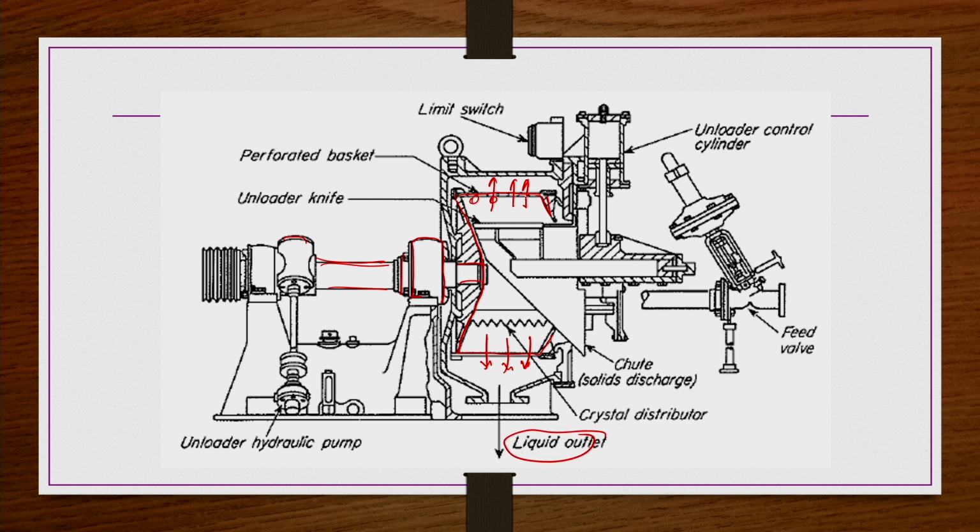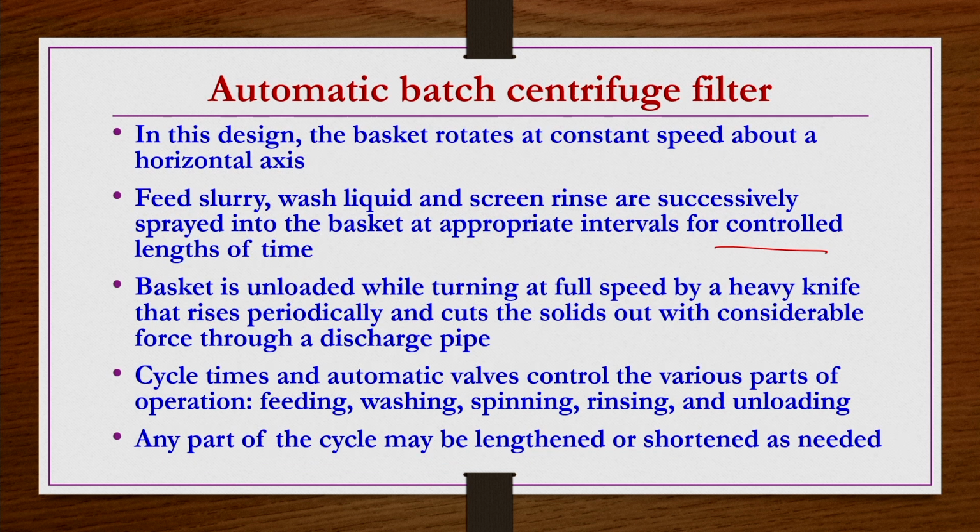Whatever solids are deposited on the surface of the bowl wall, which is covered with a filter cloth, are removed by the unloader knife and taken as solid discharge, exactly the same way. But in this one, cycle times and automatic valves control the various parts of the operation. That is the only difference.